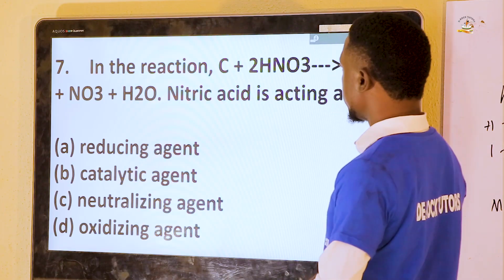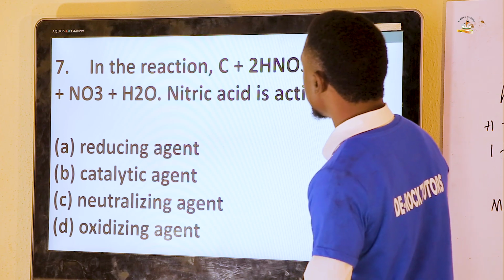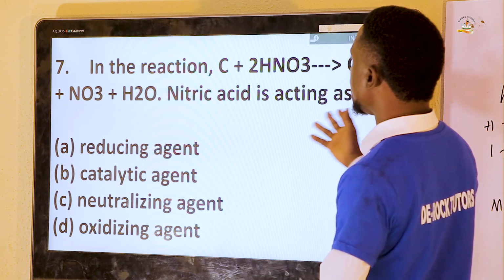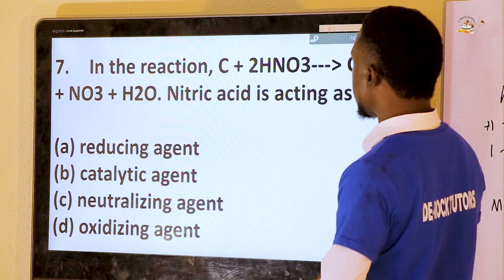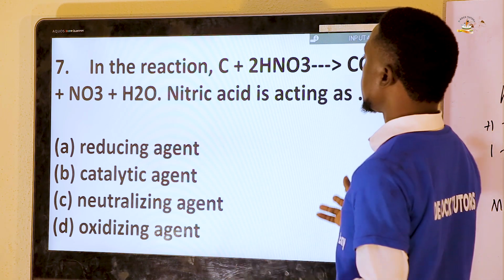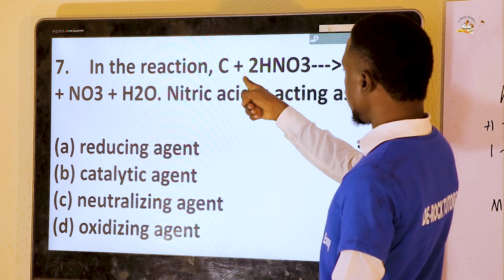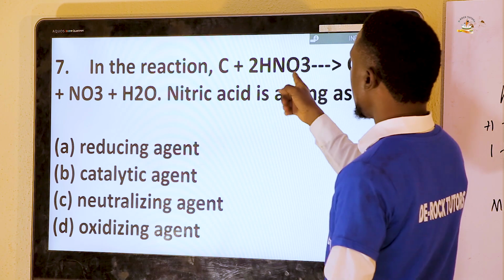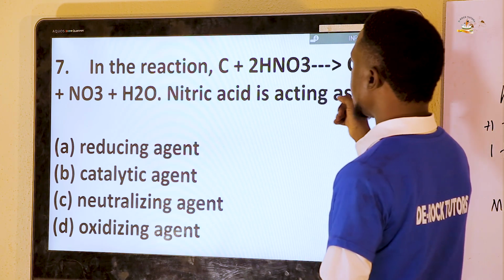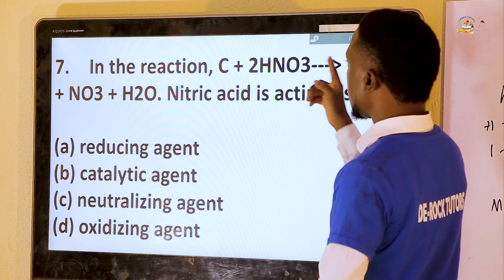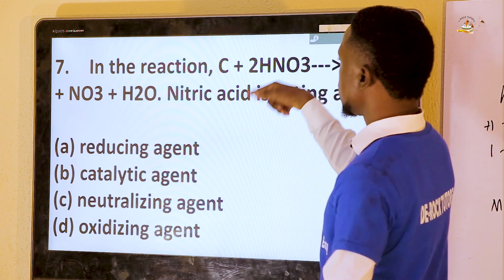In the reaction, carbon plus nitric acid to give CO2 plus NO3 plus H2O, nitric acid is acting as, now if you look at this reaction very well, you will notice that on the reactant side, carbon does not have oxygen, but on the product side, you can see oxygen added to carbon, that's CO2.